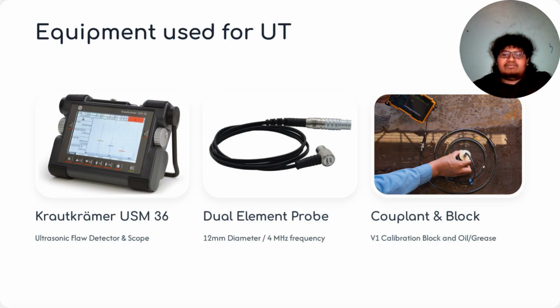To maintain the highest level of accuracy, we rely on a specialized technical stack. Our primary instrument is the Krautkramer USM 36. It's built for the field with an IP66 ruggedized rating and a large, high-resolution screen that remains readable even in direct sunlight. We utilize a 12 mm dual-element probe. We are running at 4 MHz, which is specifically optimized for measuring wall thickness in corrosive environments. We also use V1 calibration blocks and couplants to ensure the transducer maintains seamless contact with the metal surface for error-free readings.